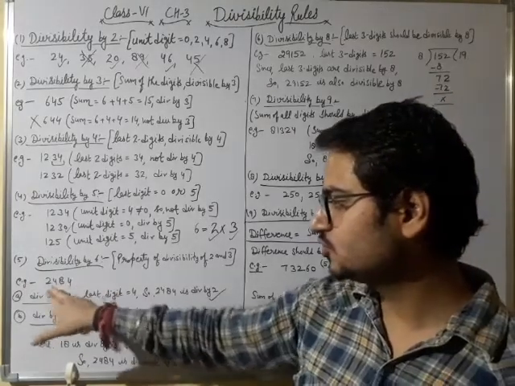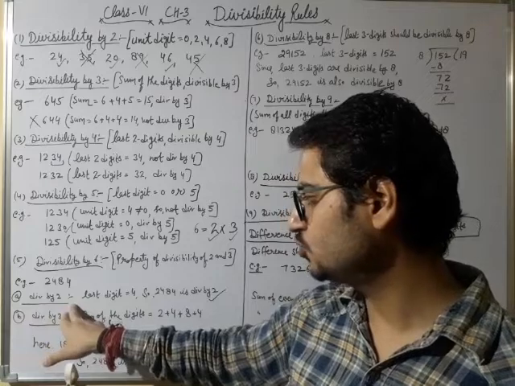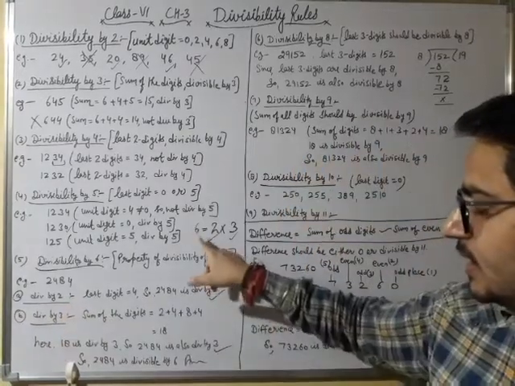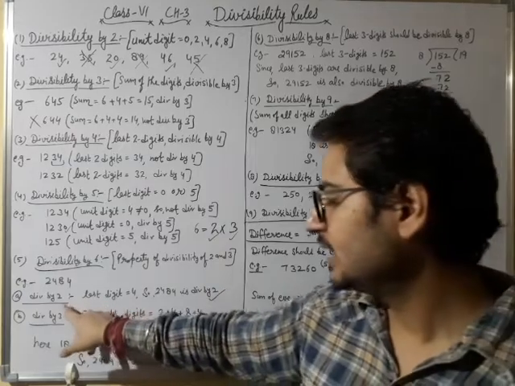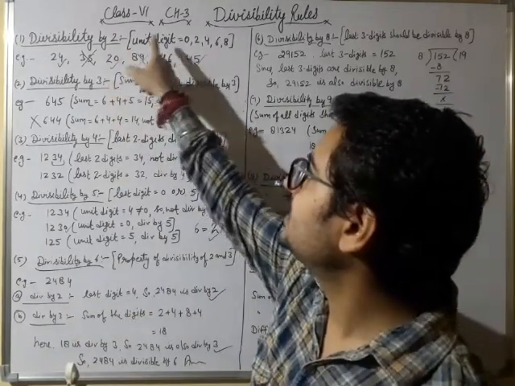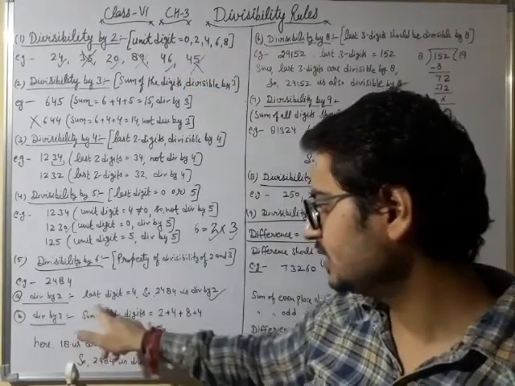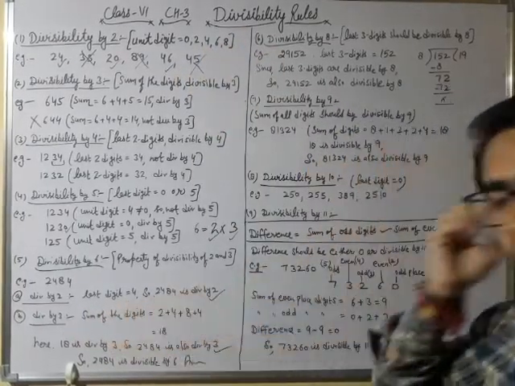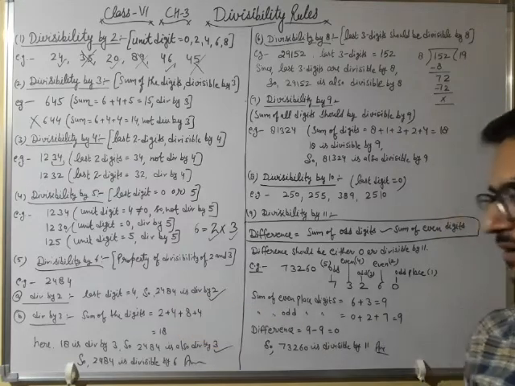For example, 2484. Part A, divisibility by 2. First we check whether the number is divisible by 2 or not. Divisibility by 2: the unit digit should be equal to 0, 2, 4, 6 or 8. Here the unit digit is 4 and 4 is divisible by 2. Therefore 2484 is also divisible by 2.